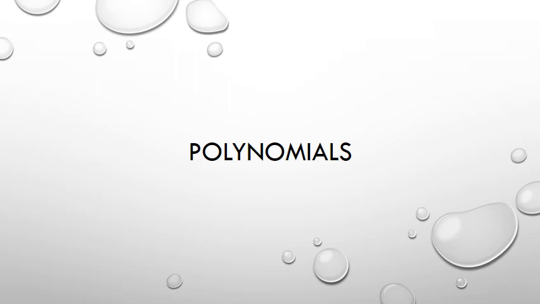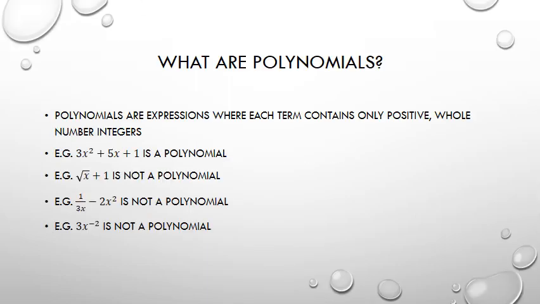Alright, so we're going to look at polynomials in this section. So, firstly we need to start off with what polynomials are. Polynomials are expressions where each term contains only positive whole number integers. So what that means is we need to check the powers on all the different terms and check if they're positive. So the first one is going to be a polynomial because the power on the top is a 2, that's a 1, and that's x to the power 0. Okay? So that way we can tell it's a polynomial.